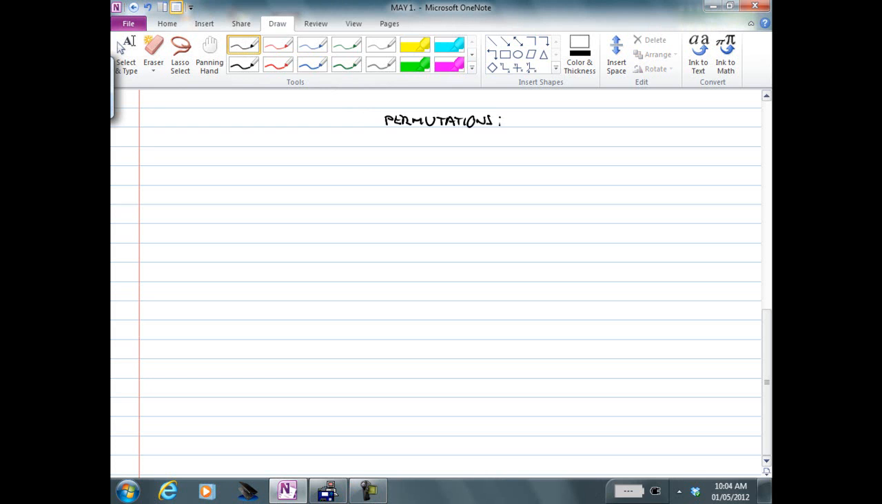Permutations. Now, before I can actually start with permutations, I will call this permutations part 1. I'm going to need 2 lessons on this topic. The reason why is that for permutations, you need to know something called factorials. I'm going to introduce factorials first before I can teach permutations, and this is what I want to work on with you today.